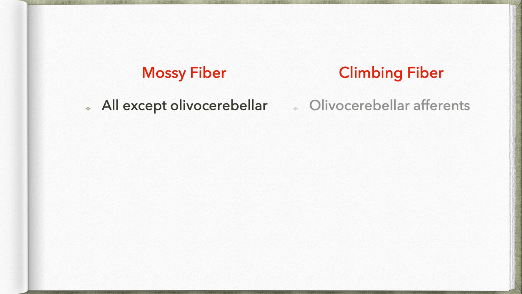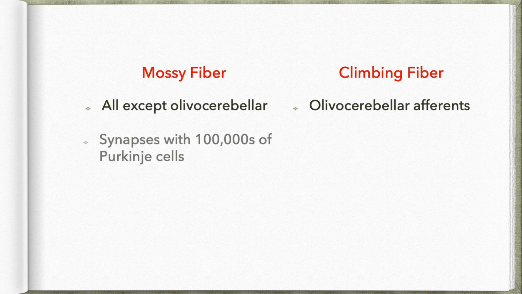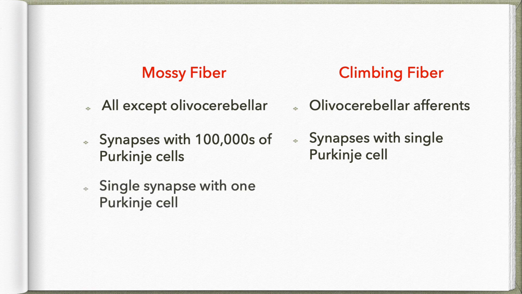Now coming to comparing the mossy fiber with the climbing fibers. Mossy fibers include all the inputs except olivocerebellar, and climbing fibers include only the olivocerebellar afferents. Mossy fibers synapse with 100,000 Purkinje cells, whereas each climbing fiber synapses with a single Purkinje cell. A mossy fiber makes a single synapse with one Purkinje cell, whereas a climbing fiber makes multiple synapses with one Purkinje cell.